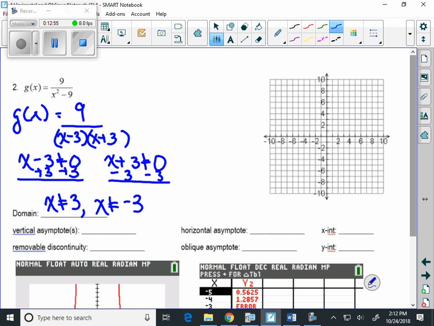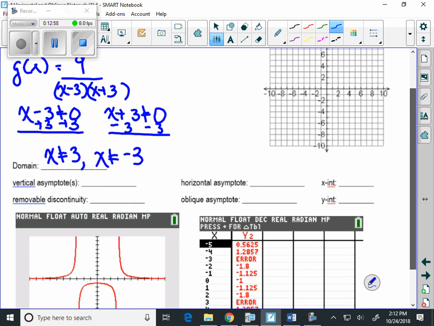And what that means then is that our vertical asymptotes are going to be x equals 3 and x equals -3. And by the way, if you want to use the plus or minus symbol, I am fine with that as well. Thirdly, we did not cancel anything out. And because we did not cancel anything out, we don't have a removable discontinuity. So again, put something in that spot so that I know that you know that there's none that exist.